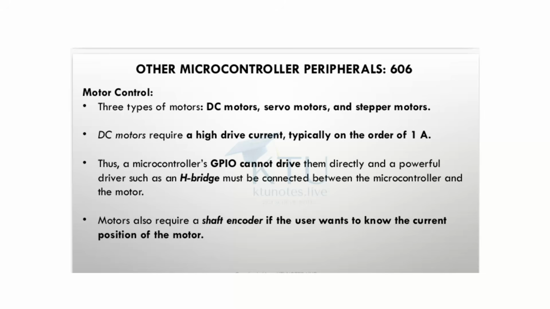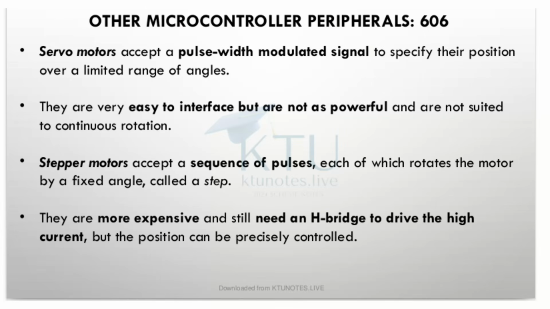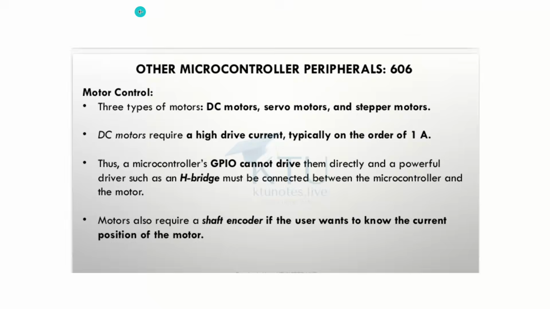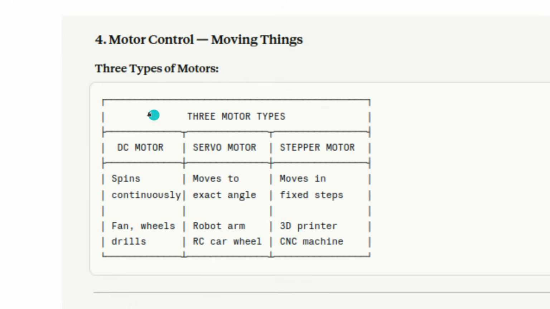Now the next device we are going to talk about is motor control, then servo motor. Motor control: there are three types of motors, DC motor, servo motor and stepper motor. DC motor means it spins continuously, like a fan, wheels or a drill. Servo motor means it moves to an exact angle, like a robot's arm, which can move to an exact angle. Stepper motor means it moves in fixed steps.